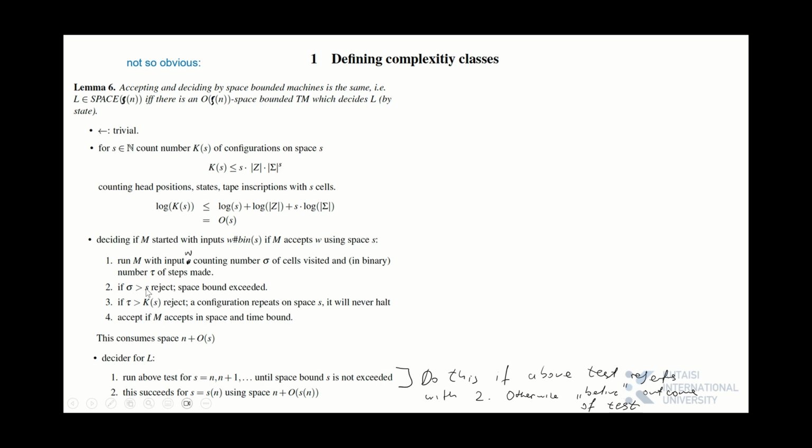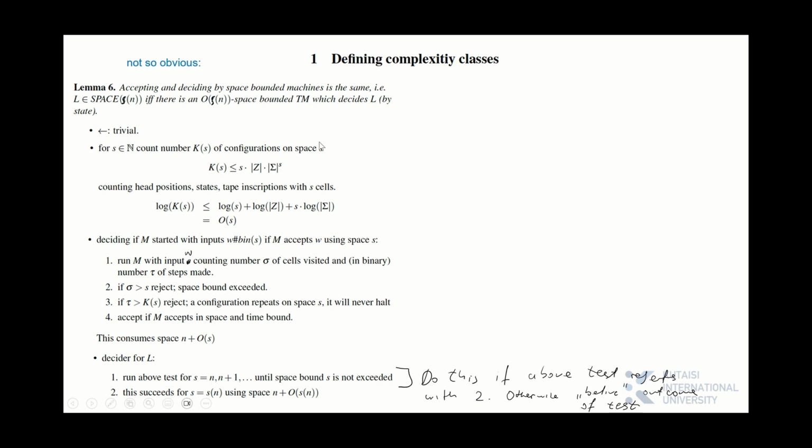If my first procedure rejects because of 3, then I know that this thing is not accepted, and it loops, and I put out reject. If it accepts, I put out yes. If it rejects, I put out no because of 3. But if it rejects because of 2, because the size is exceeded, I increase s, and I try n plus 1, I try n plus 2, I try n plus 3 until I reach s of n.